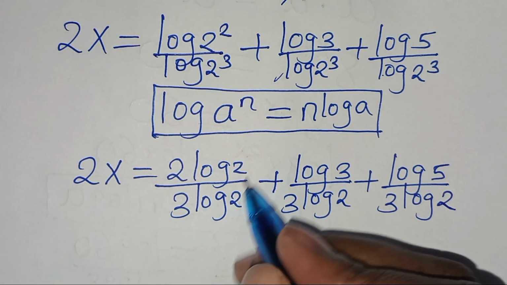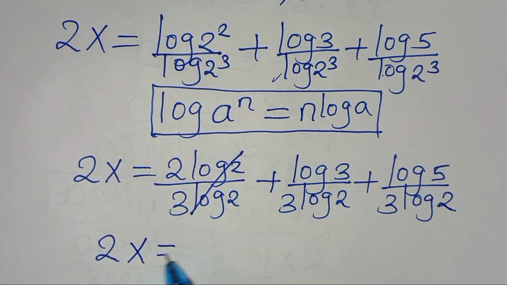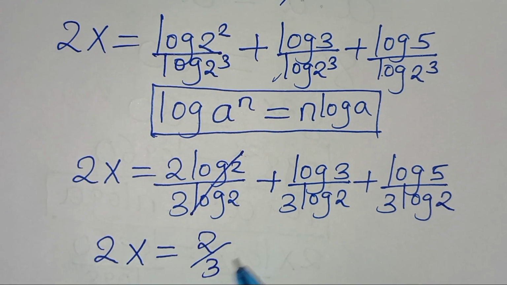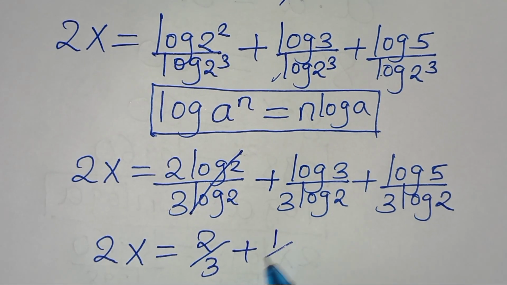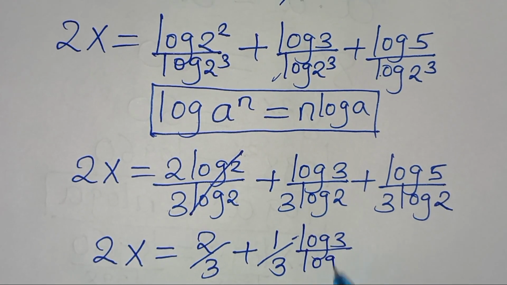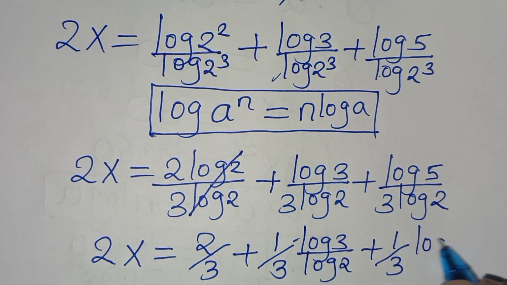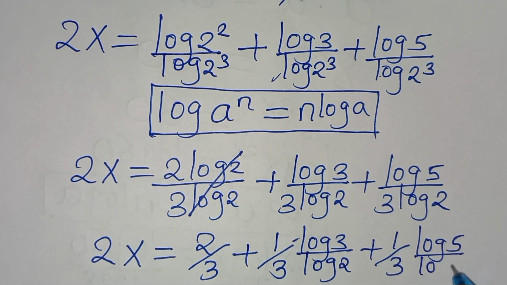The next step is that log 2 and log 2 simplifies, so that here we have 2x is equal to 2 over 3 plus 1 over 3 log 3 over log 2, then plus 1 over 3 log 5 over log 2.